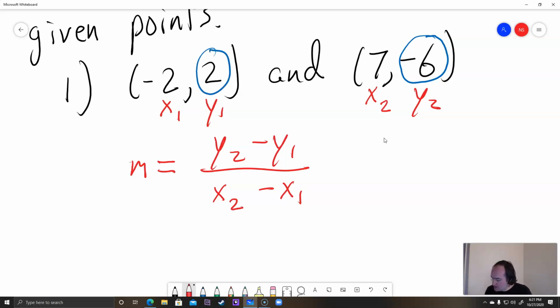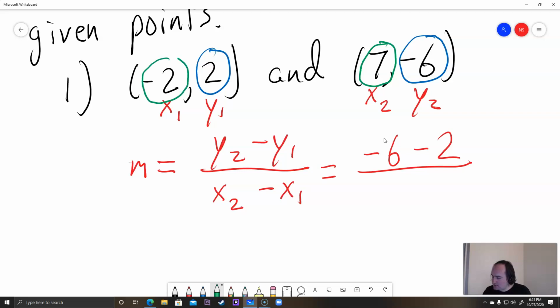So y2 minus y1 is going to be -6 minus 2. And then on the bottom we have x2 minus x1. So x2 is 7, and x1 is -2. So we have 7 minus -2. There's going to be two minuses there.